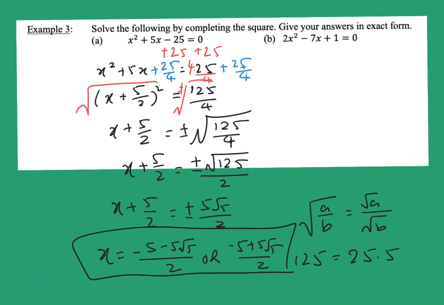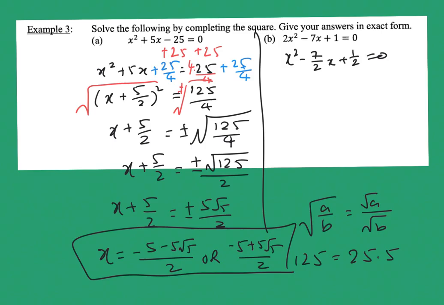Now try example B on your own and check your answers with mine. It is always easier to complete the square when the coefficient of x squared is equal to 1. So first I will divide the whole equation by 2. I end up with x squared minus 7 over 2x plus half is equal to 0. Then we'll do what we did in example 1.